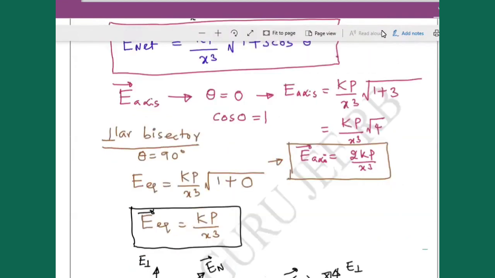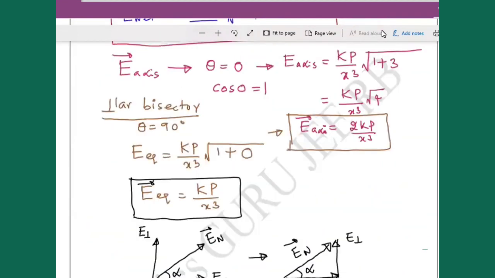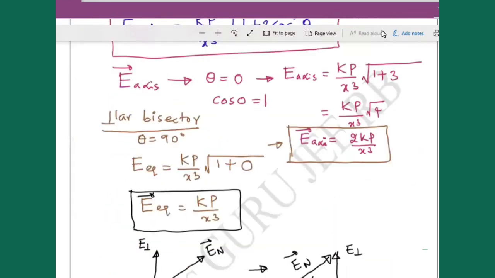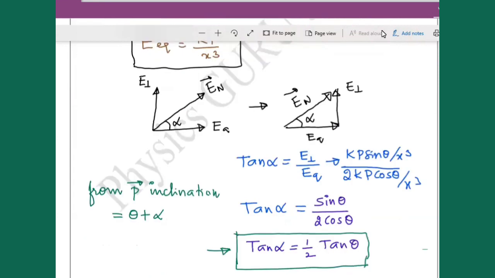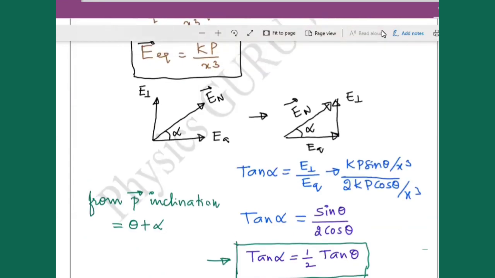So you can take a screenshot. Where do you have to take the screenshot from? Till this point it is over. So here you have to take it. Yes, I'll stop the video. Fine. Done, sir.